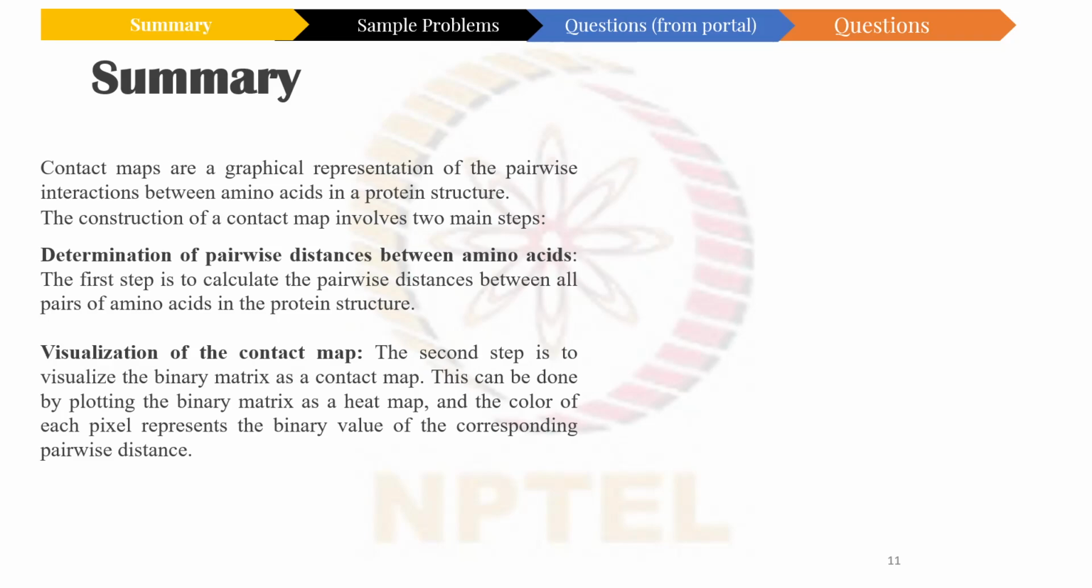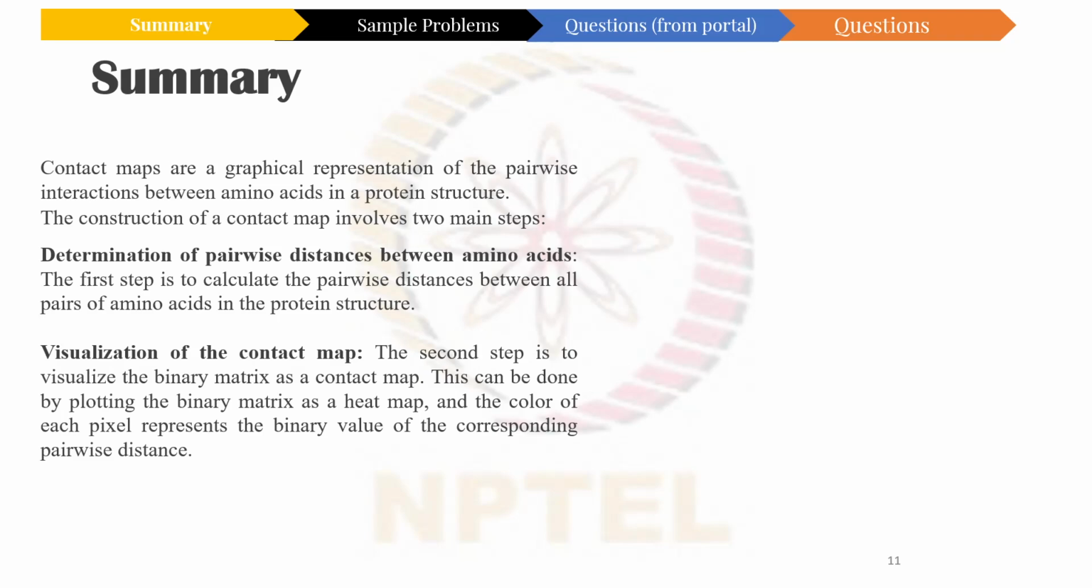The construction of a contact map involves two main steps. The first step is to calculate the pairwise distances between all pairs of amino acids in the protein structure, where the distance calculation can be done using various methods such as Euclidean distance, Manhattan distance, or Pearson correlation coefficients. The distance can be calculated using the Cartesian coordinates XYZ representation system.